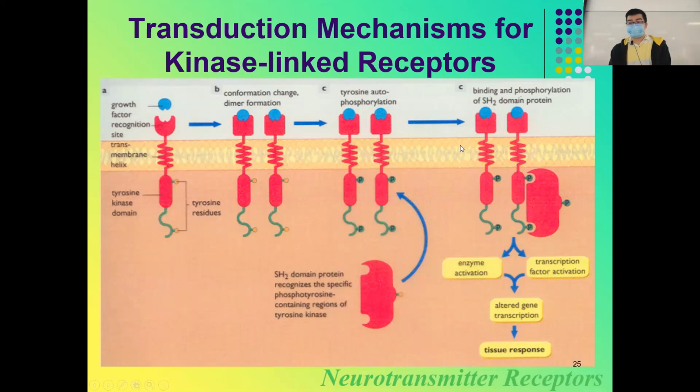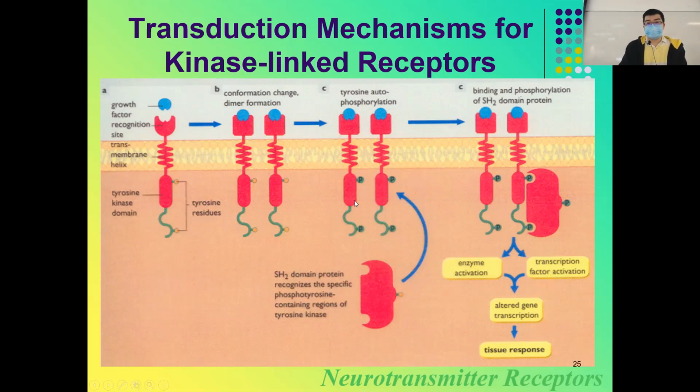Okay, so now once the SH2 domain protein binds, that will trigger the activation of the secondary pathway, which can alter gene transcription and then tissue response. We will talk a little bit more about this type of receptor compared to the other ones, the ionotropic, the metabotropic G-protein coupled receptors, and this one, the kinase linked receptors.